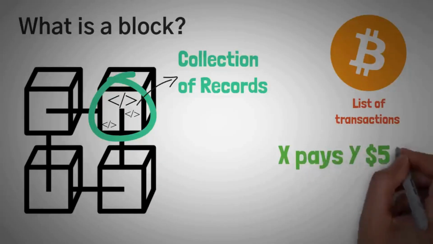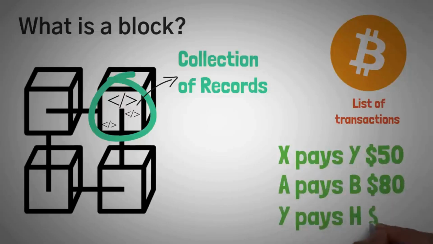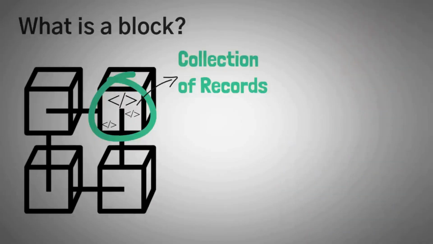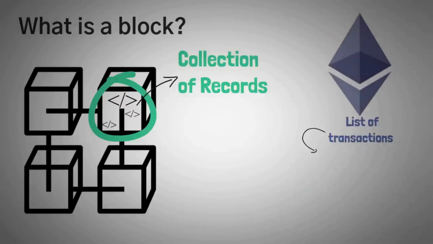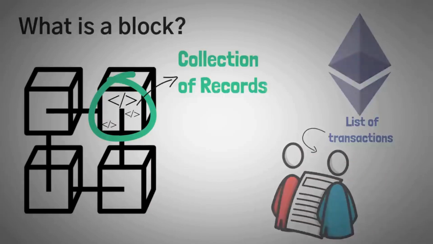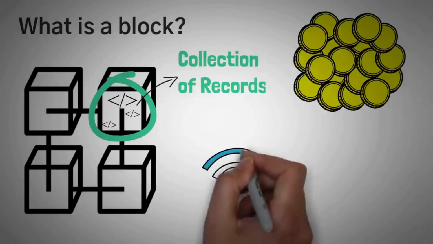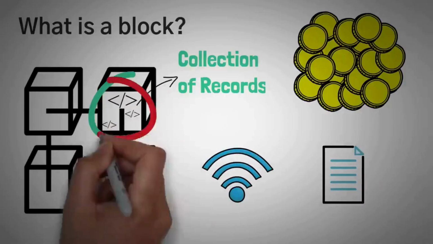X pays Y $50, A pays B $80, and Y pays H $15. If we're dealing with Ethereum, it's usually just transactions, but it can be a few other things, like things called smart contracts, which are really neat, but we'll have time to explain them in another video. For other altcoins, they could be the usage of your Wi-Fi, or files, or documents. Nonetheless, a block is just a collection of records.